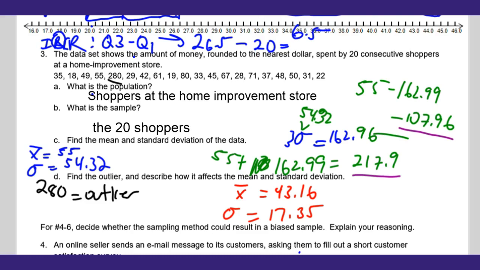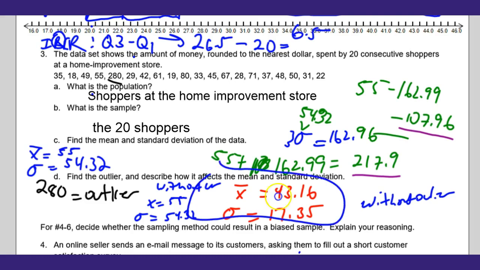If I take the outlier out, so on the test tomorrow, make sure when you see a question that says describe how it affects it, just show with the outlier. What was the mean? 55, and what was the standard deviation? 54.32. And then over here show without outlier. This would be the stuff without the outlier. So you do that, one with and one without.